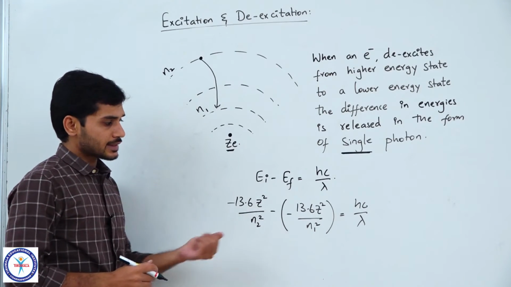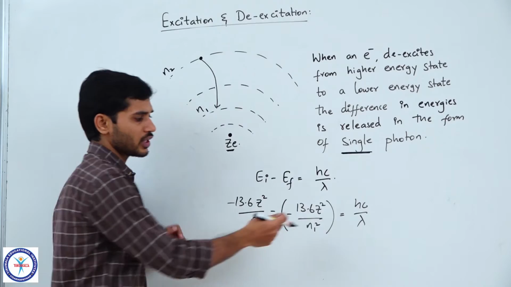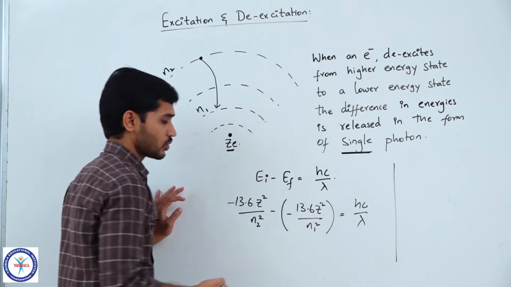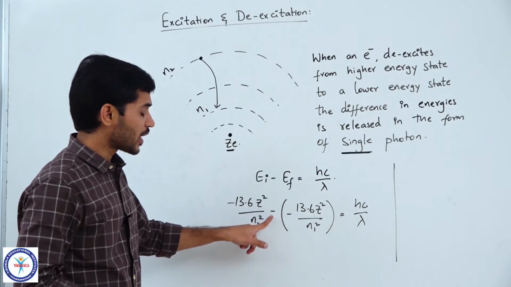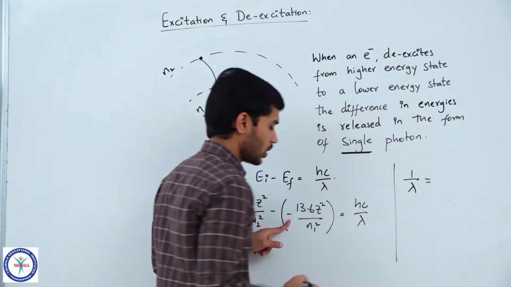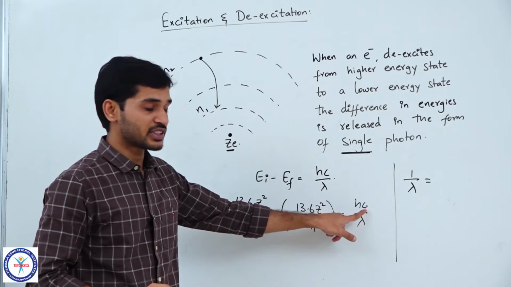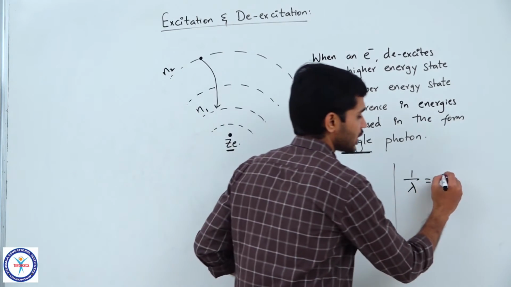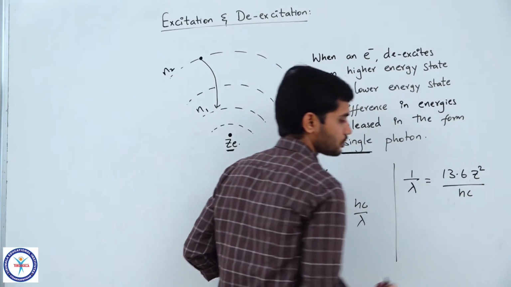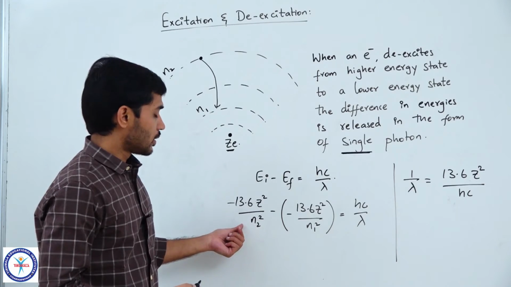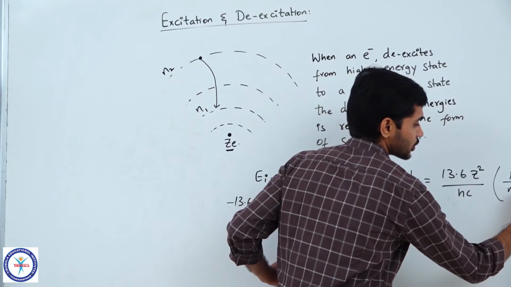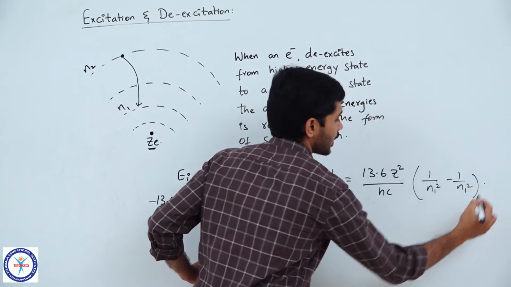So now let us find the value of lambda. I'll send this hc to the other side and write this expression once again. If you see here, minus of minus becomes plus, and I can write 1 by lambda is equal to, I should send this hc to this side, so I would be getting 13.6 Z square by hc, and if I simplify it further, I'll get 1 by n1 square minus 1 by n2 square.